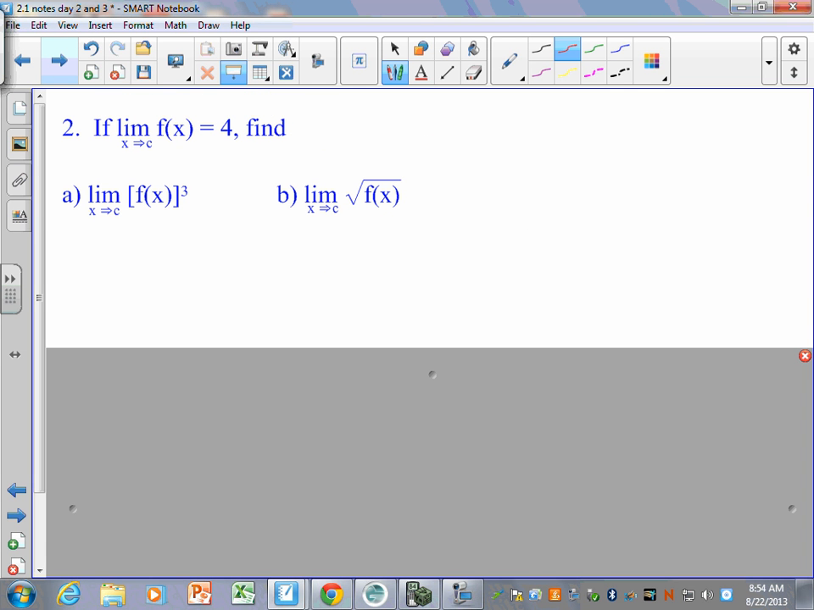I just did one. So this one says, if the limit as x approaches c of f of x equals 4, then find these values. And so we don't know what f of x is, but we know that the limit is 4, and so we can use these properties and still get numerical answers, even though we don't know what value x is approaching, and we don't know what the function itself is.